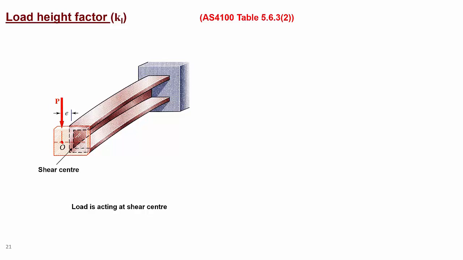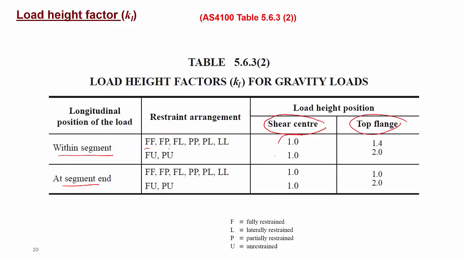Good. That is what is called the shear center. If the load acts through the shear center of the cross section, there will be pure bending in the beam and there won't be any twisting. So if the load is acting through the shear center, you have to use this factor, which is basically K_L equals 1, because there is less chance of twisting in that case, right?